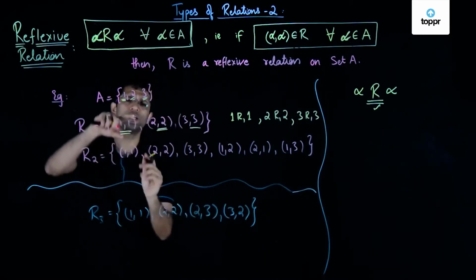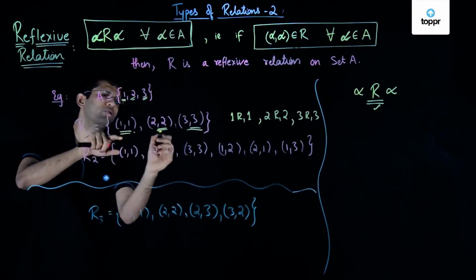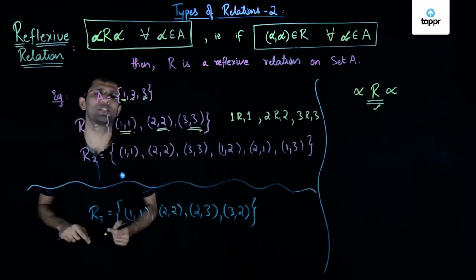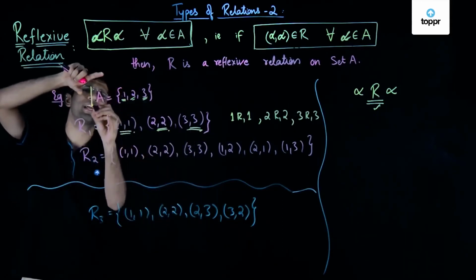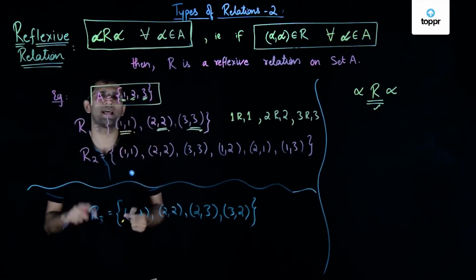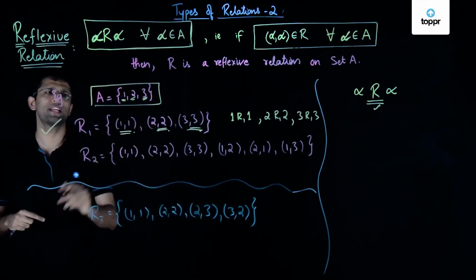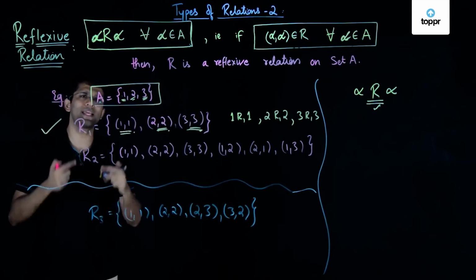And so you see each of these ordered pairs (1, 1), (2, 2) and (3, 3) belong to R1. And so we say that for every element of set A, it is related to itself under R1. And so we say that R1 is a reflexive relation. So we call R1 a reflexive relation on set A. Now let us take another example.